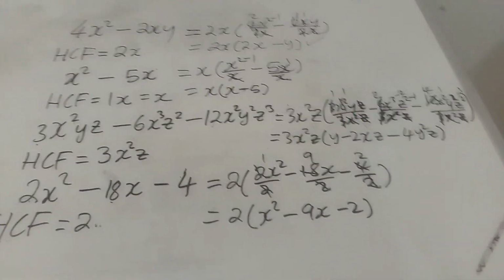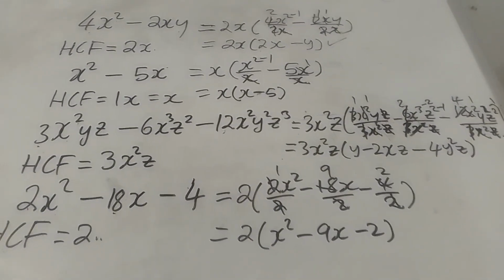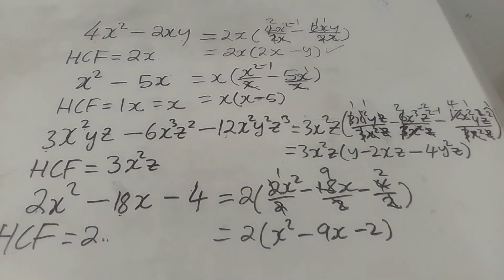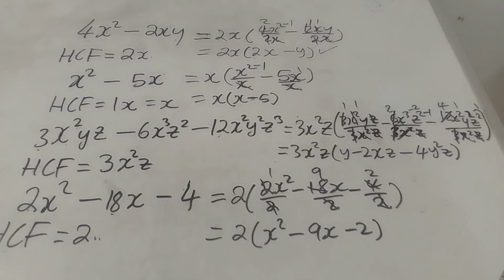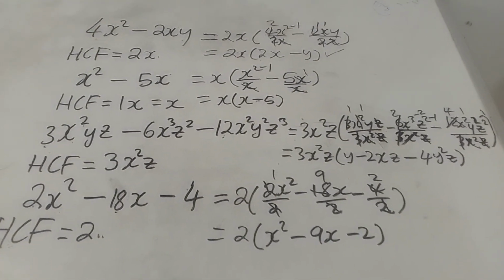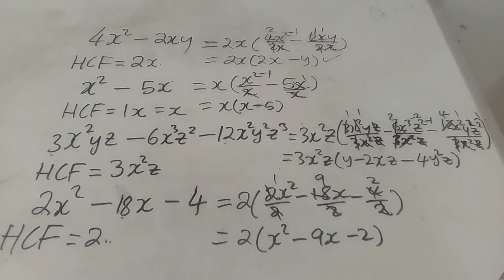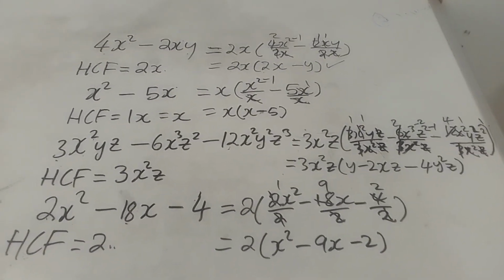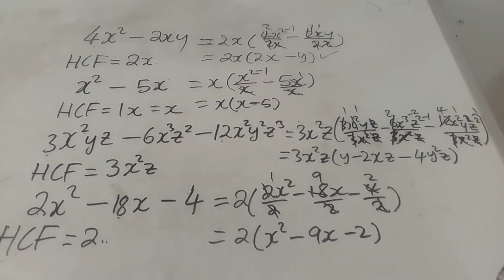Then you are done. To check if your answer is correct, you expand the factorization that you have and see if it gives you the original expression. If it doesn't, it means you did not factorize correctly. If it does give you the original expression, it means you have factorized correctly. And that is how we factorize, by finding the highest common factor and taking it out.